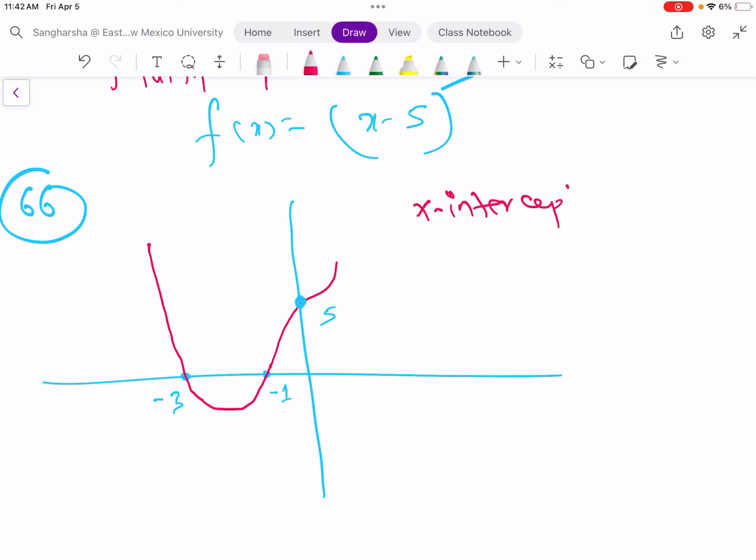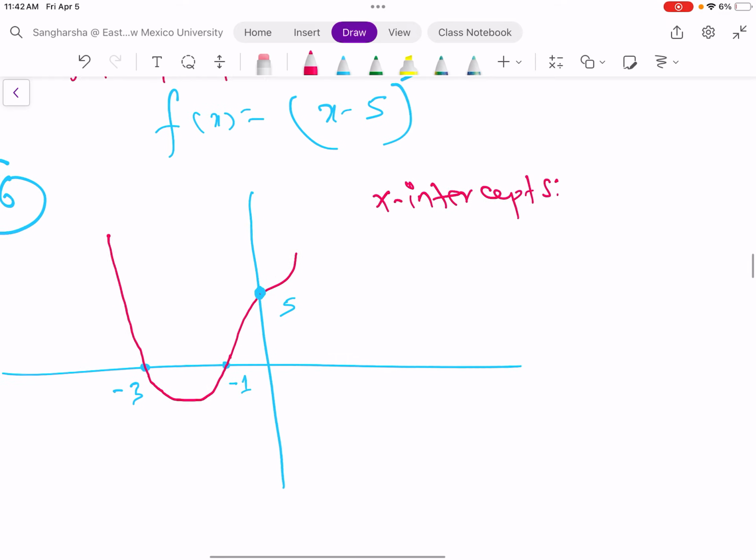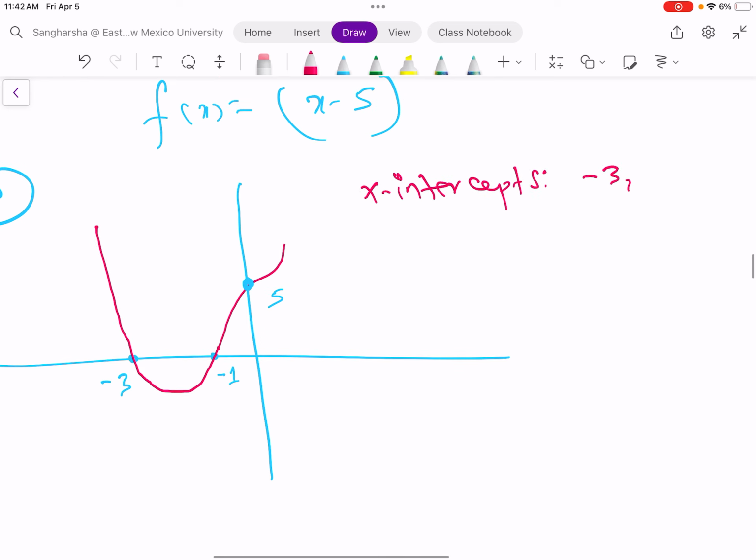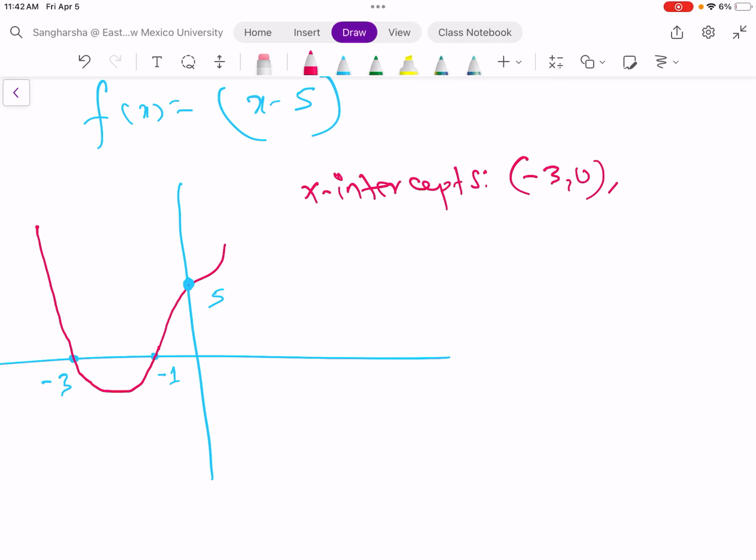Do you all agree that it is -3, -1? So the x-intercepts are -3 and -1. You can write in coordinate form, or you can just simply write -3, -1. The second, you are asked to write down the y-intercept. Do we have a y-intercept? Which is 5, or you can write (0, 5).